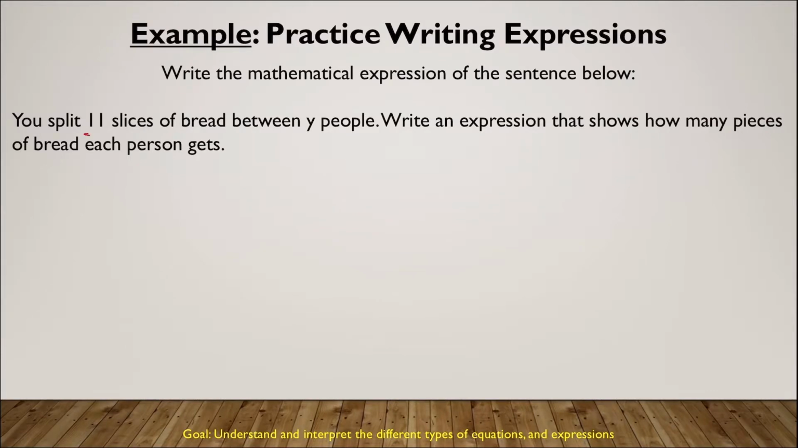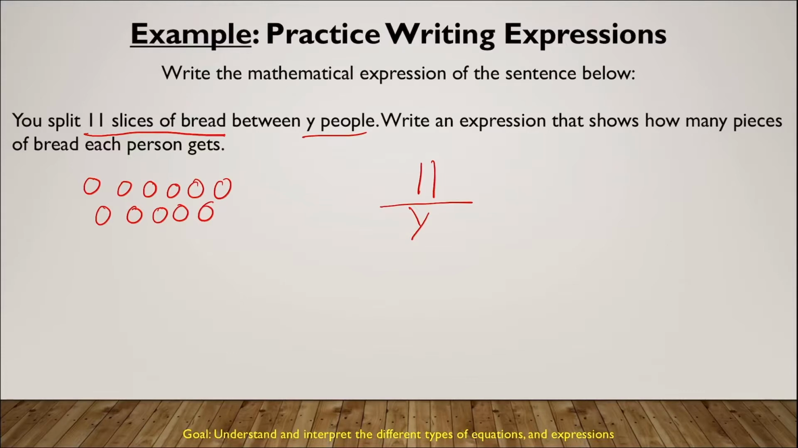Alright, so we split 11 slices of bread between Y people. Okay, so think of it. I have 11 slices of bread and I need to split it evenly. Write an expression. How would I do that? So I have 1, 2, 3, 4, 5, 6, 7, 8, 9, 10, 11. I have 11 slices of bread and I don't know how many people. So whenever we see that word between, we're thinking of some division here by Y people. 11 slices divided by Y.